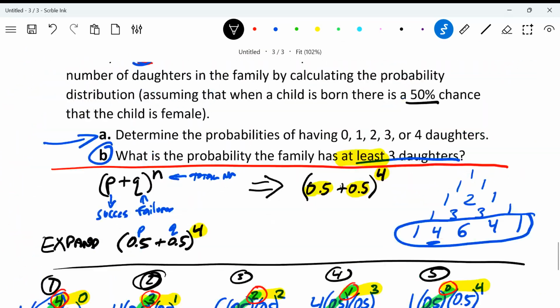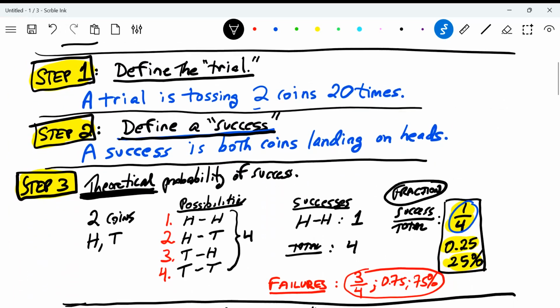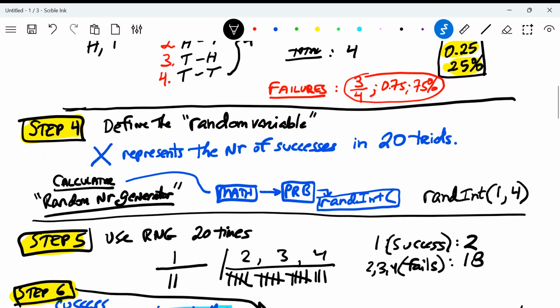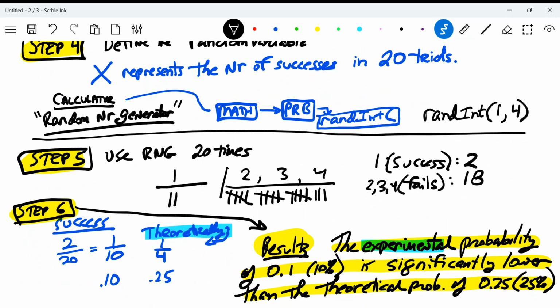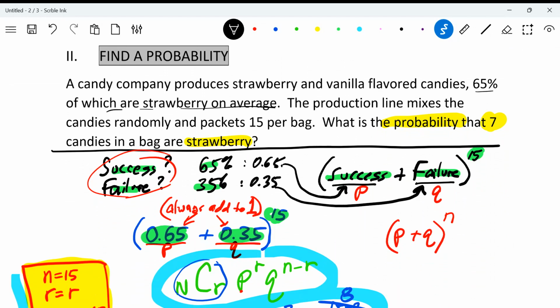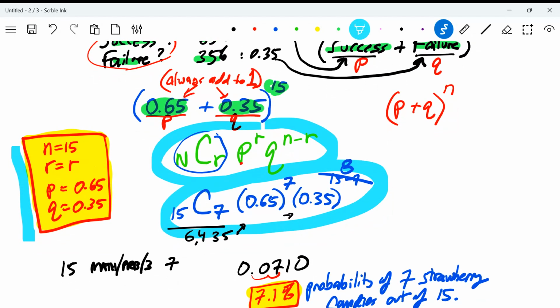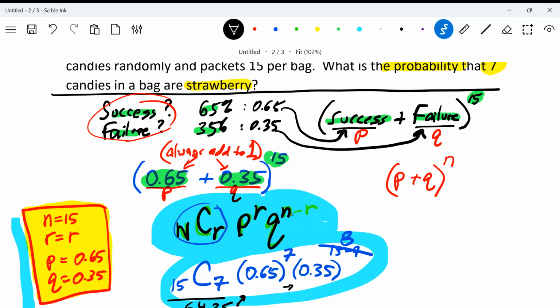All right, so you have seen now, to go back to this in the beginning, the designing and conducting of a binomial experiment. First finding theoretical probability of success, and then finding, using the random number generator to get the experimental probability of success by experimenting. And then we find a probability using a specific formula, right? That this formula here, and I think I'll make it easier to see with n, doing it in black here, and P^R and Q^(N minus R).